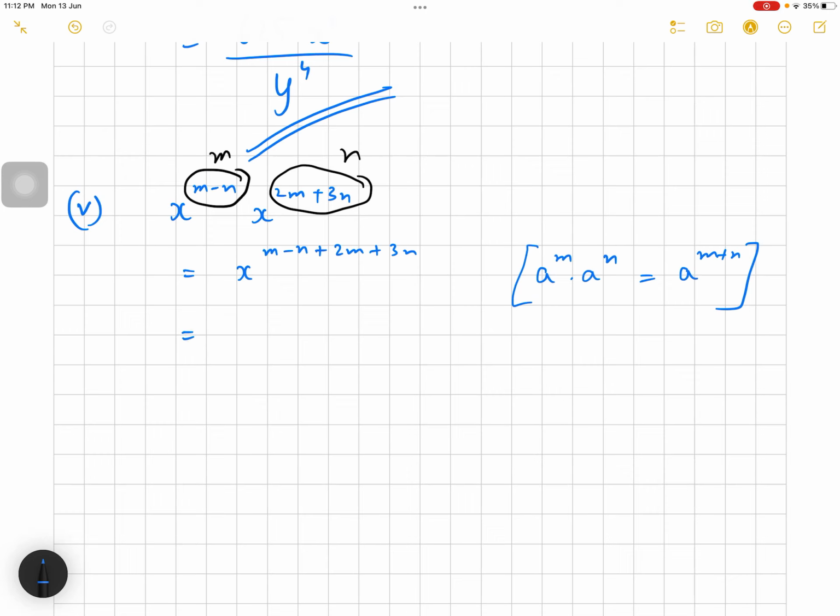So let's solve this. m plus 2m is 3m. 3n minus n will be 2n. So x raised to 3m plus 2n. This is the answer. Okay. Let's solve the next sum.